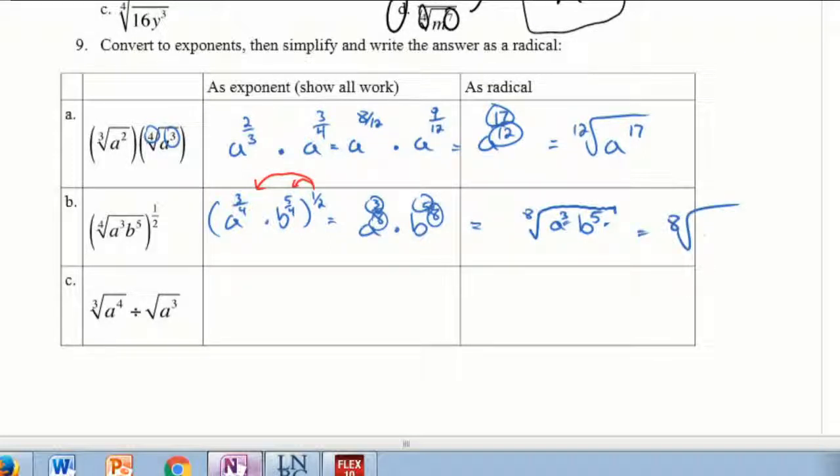I could have written it as the 8th root of a to the 3 times the 8th root of b to the 5. That would have been fine as well, same thing. It's kind of nice to put them under the one radical sign so they're cozy, they have a friend to spend time with under there. So that was number 9, A and B.